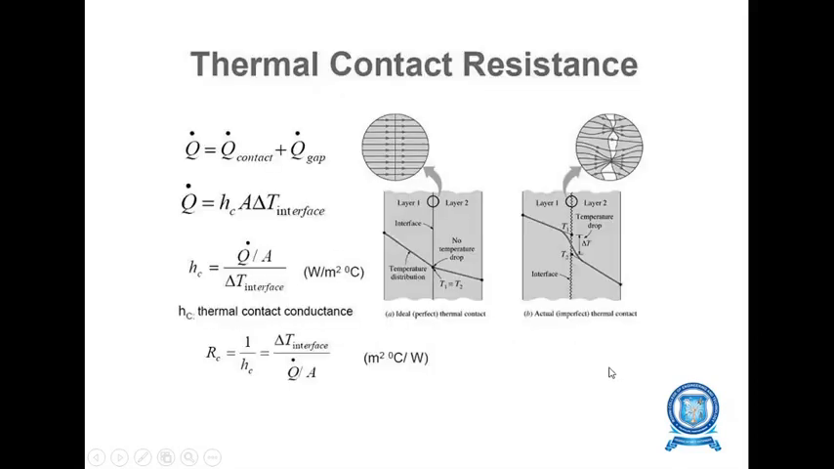Thermal contact resistance. In the case of a composite plane wall, sometimes the surface may not be smooth. When we combine two different elements together to make a composite wall, sometimes the surface may be rough or coarse. At that time we find some gap between the mating regions, as shown in the second diagram. The first diagram, A, shows the perfect thermal contact.